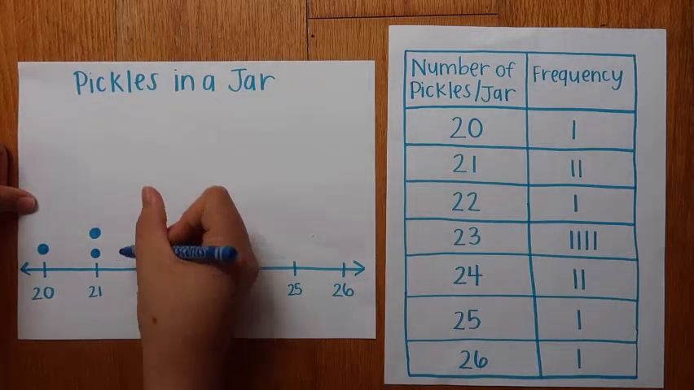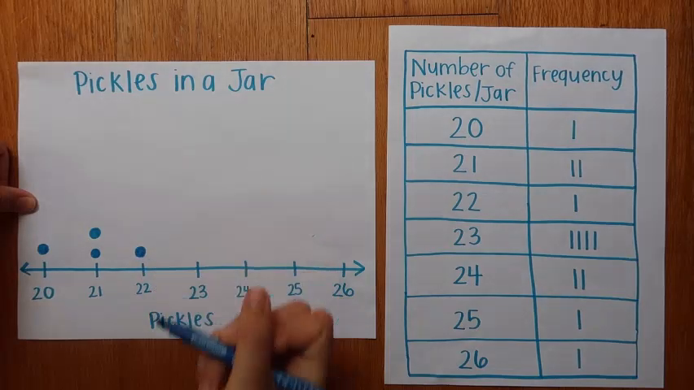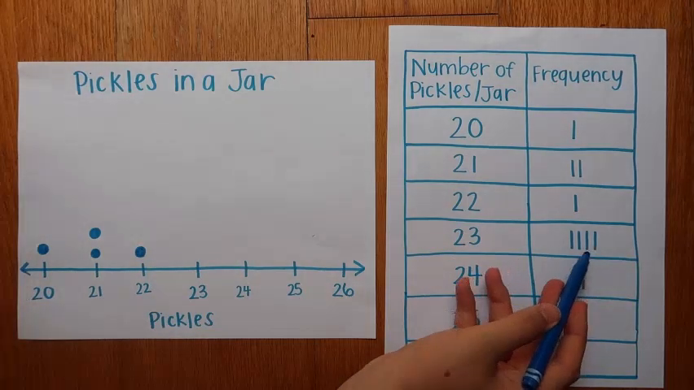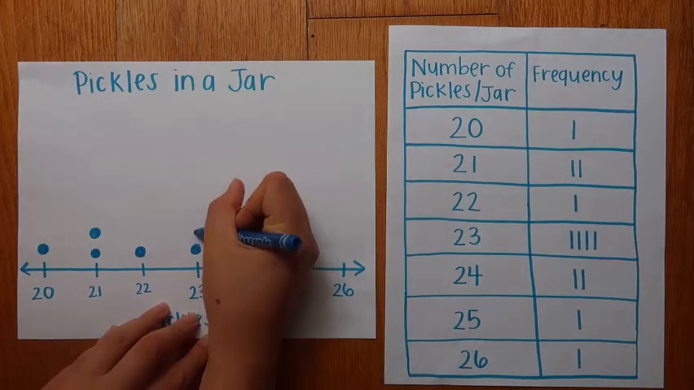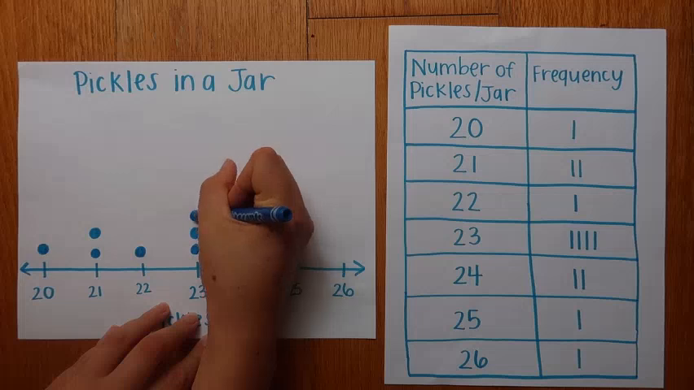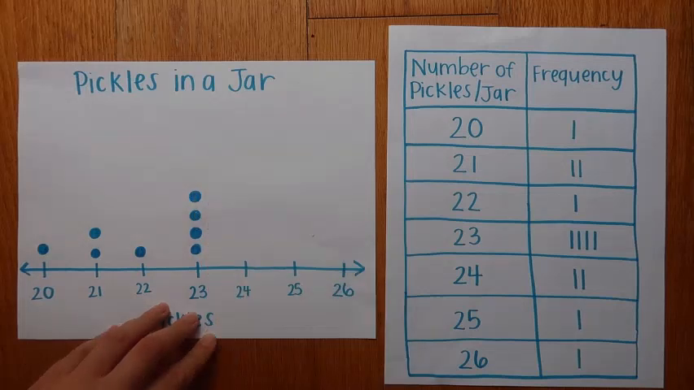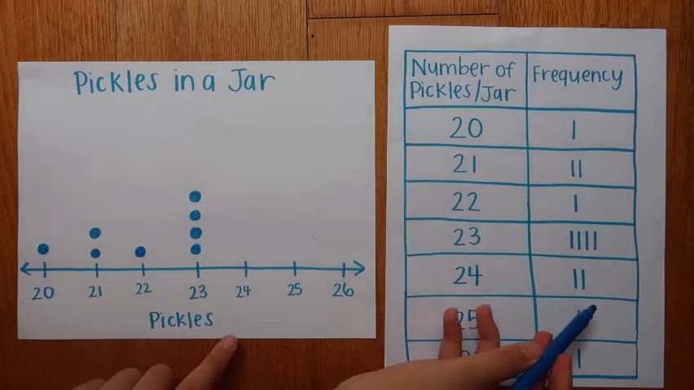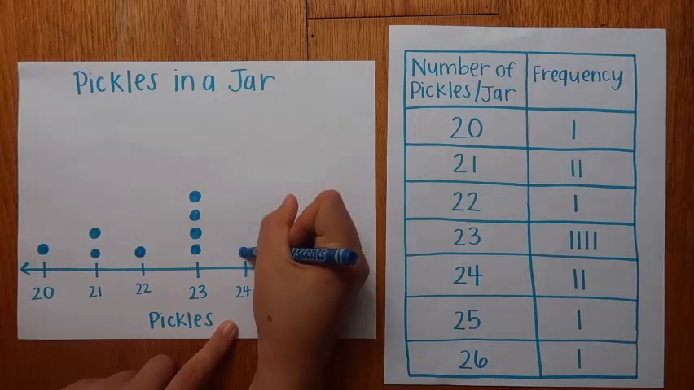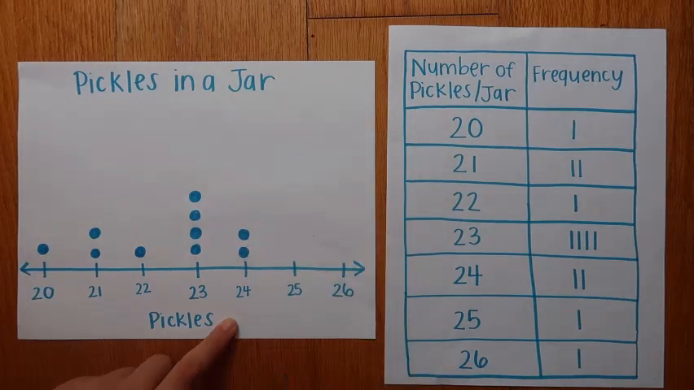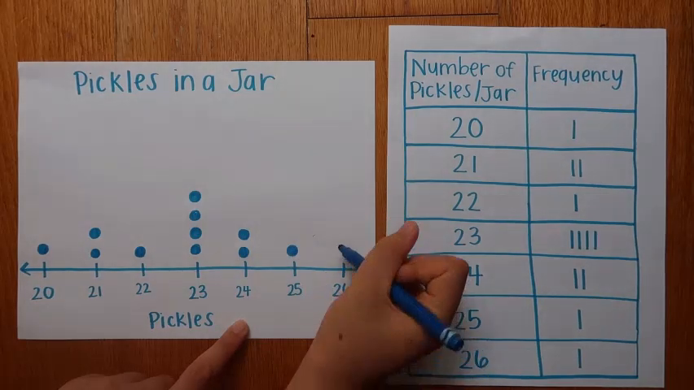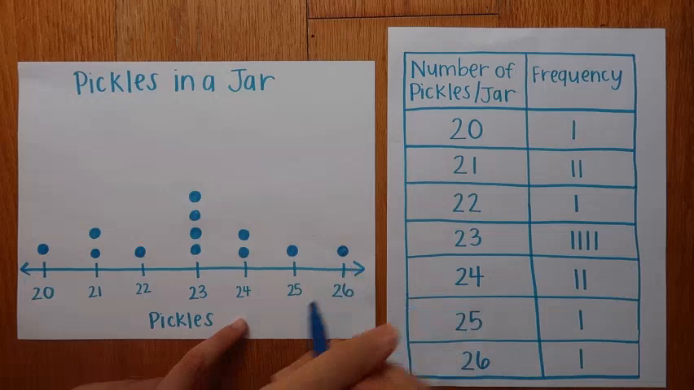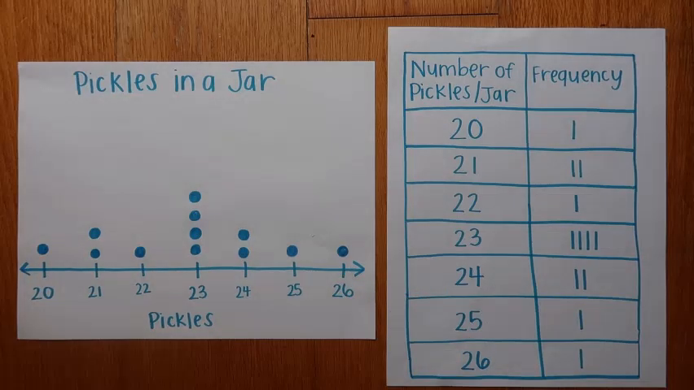22 has one dot and one tally. 23 should have four dots because it has four tallies. 1, 2, 3, 4. 24 should have two dots. 1, 2. 25 should have one. And 26 should have one. And there we have it. I've taken everything from over here and put it onto a dot plot.